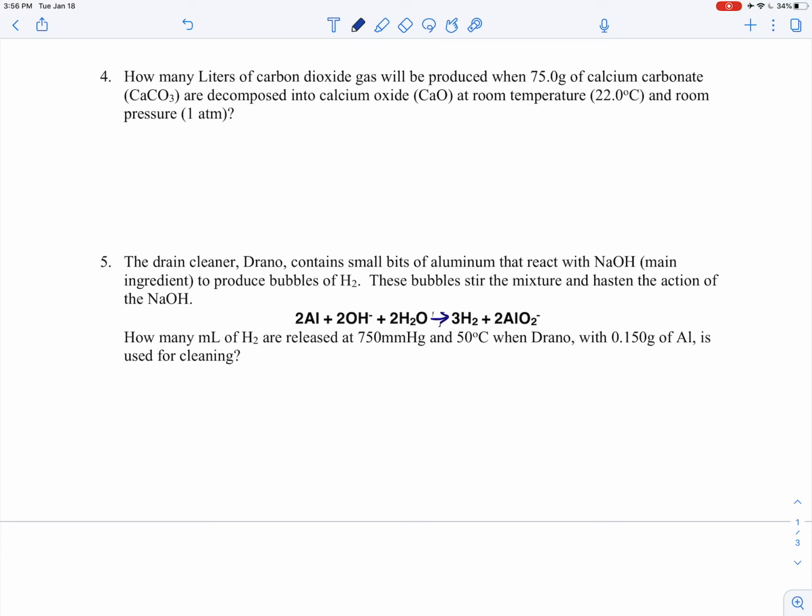So first thing we need is a balanced chemical equation. It says how many liters of carbon dioxide gas will be produced. So I'm producing carbon dioxide gas, and I'm also making calcium oxide here. So calcium carbonate is decomposing, and I start with 75 grams of that. Okay, so we're trying to get liters of carbon dioxide gas. We start with this amount, and they also give us a couple other pieces of information. They give us the temperature and the pressure.